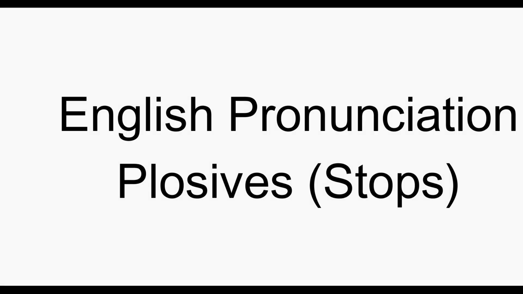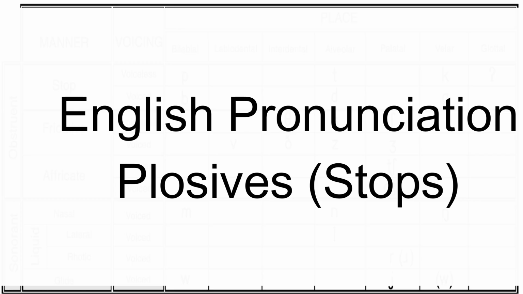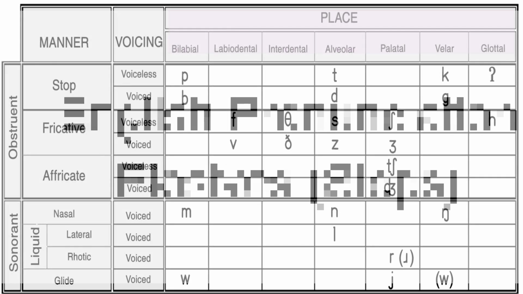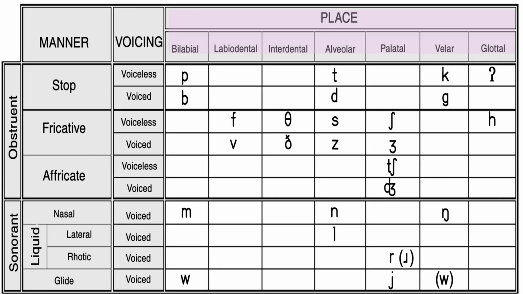Plosives. Recap. In the previous 3 sections, we learned 3 ways of categorizing consonants. Place, where in the mouth consonants are produced. Manner, how consonants are produced. And voice, whether the vocal cords vibrate.